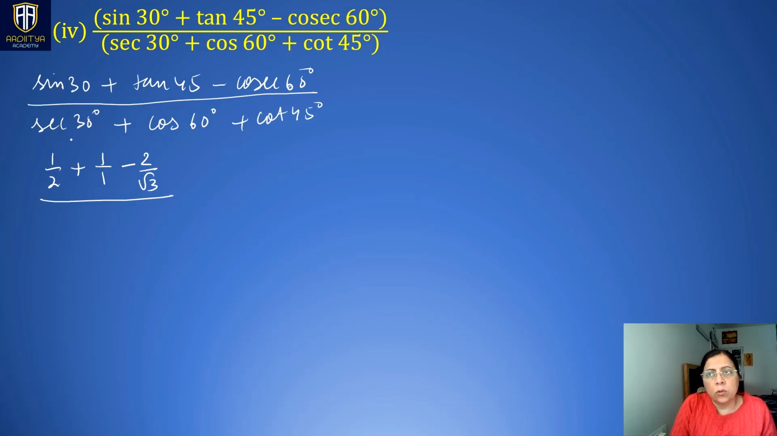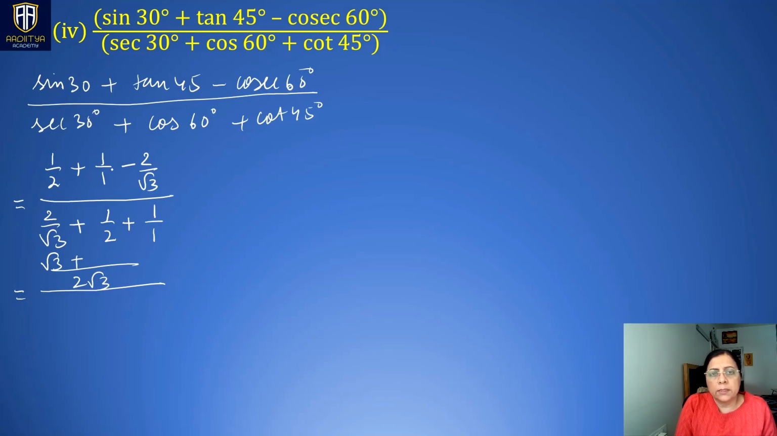Secant 30. Cos 30 is root 3 by 2. So this becomes 2 upon root 3. Cos 60 is half. Plus cot 45 is 1. So now we can take the LCM in both numerator and denominator. This becomes 2 root 3. 2 root 3 divided by 2 is root 3. Root 3 multiplied by 1 becomes root 3.